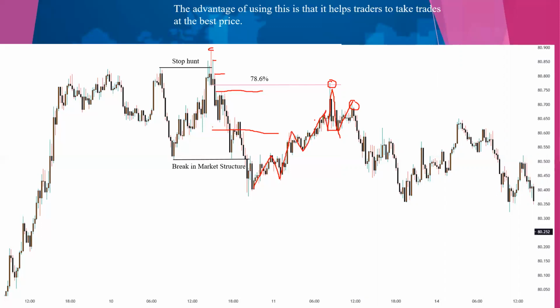But as we move on to the next lesson, the thing will become clearer, and then you will see that, okay, because there's a fair value gap here, and this fair value gap is in line with our premium levels, then I'll confidently take a trade here and set my stop loss at this level.